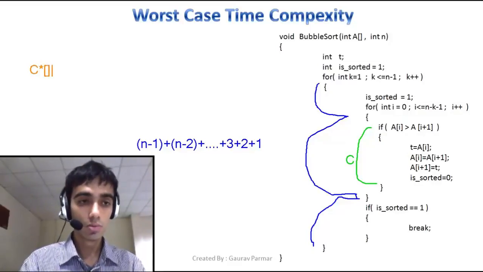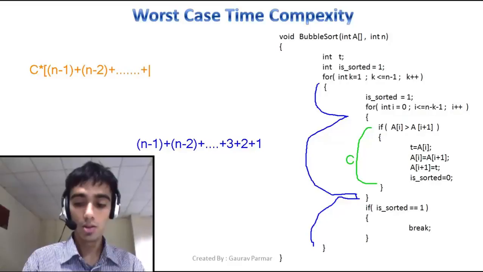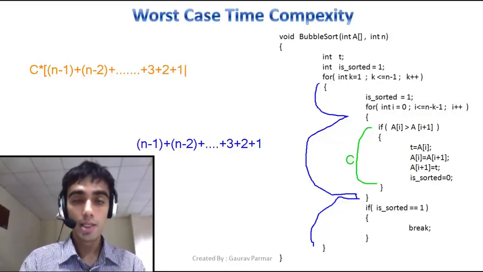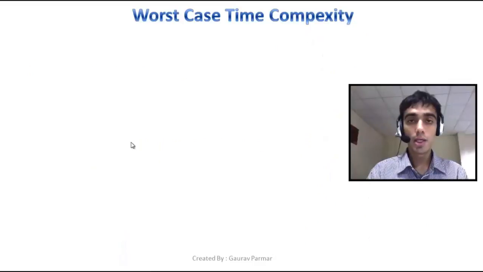c into n minus 1 plus n minus 2 plus n minus 3 and so on till 3, 2 and 1. So this will be the overall time for worst case. If we are given a reversely sorted array, then it will be the worst case for us. In that case we shall have to put in the maximum amount of effort to get the array sorted.